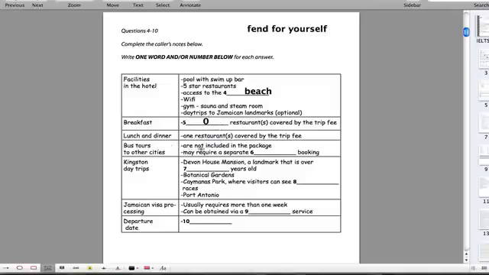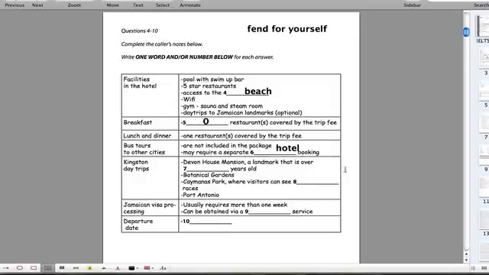Bus tours to other cities, they are not included in the package, as she said. They may require a separate booking, and we thought correctly that this probably would have been a noun. It was a separate hotel booking. Sorry, this isn't lined up very well. Anyway, you know, it should be in there.